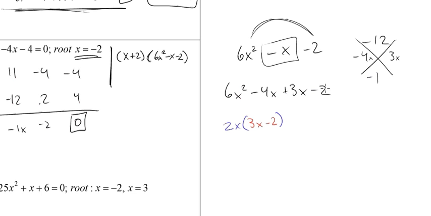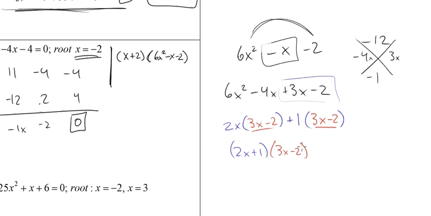And then over here, we've got to factor something out to give us 3x minus 2, and we can factor out a +1, sorry about that. So we end up with 3x minus 2. Again, these two pieces here need to be the same, meaning our factors are going to end up being 2x plus 1 times 3x minus 2.